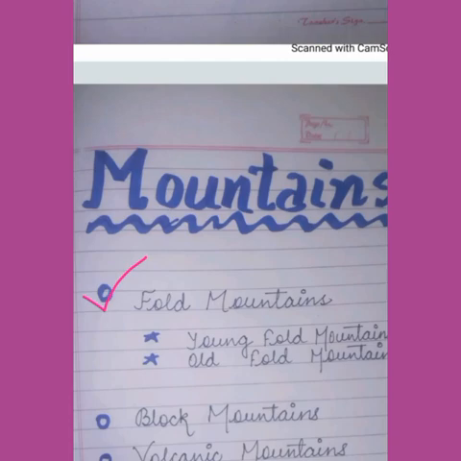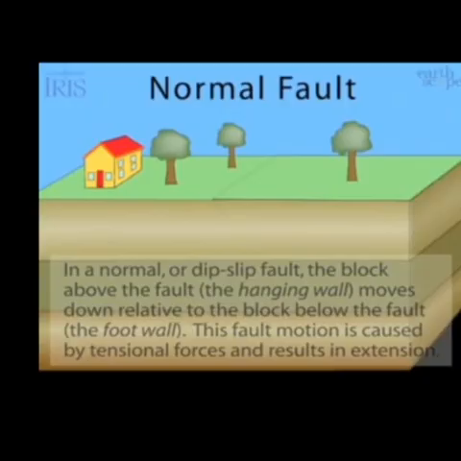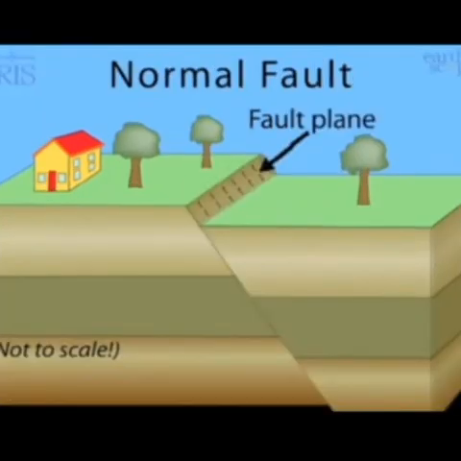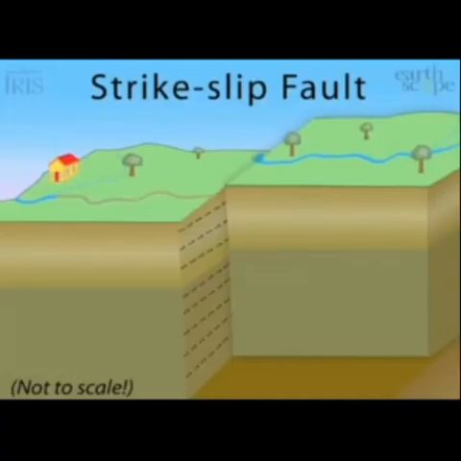Now, today we will continue with our next topic, that is the block mountains. How are block mountains formed? Before that, we should know about faults. Faults in a plate are usually parallel to each other. They run up and down the plate in an area called a fault zone. There are two big types of fault: dip slip and strike slip.